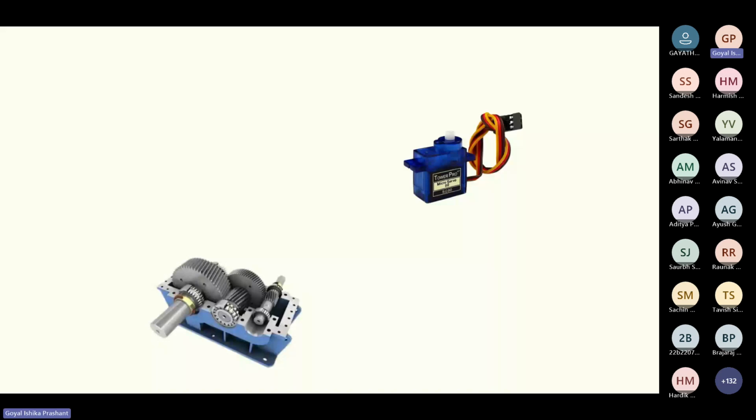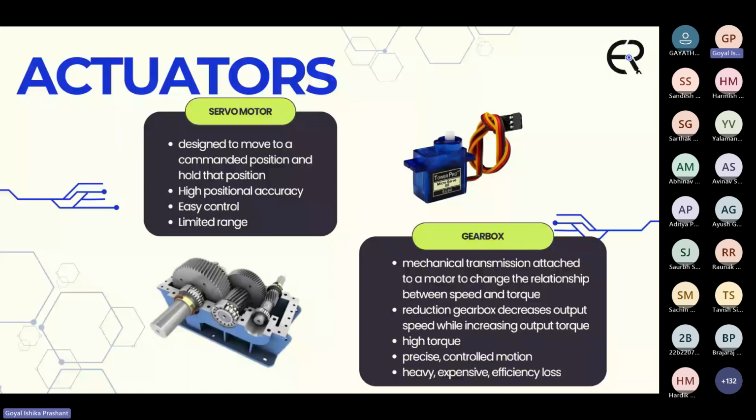The next kind of motor that we have is a servo motor. Now, these are designed to go to a commanded position and then hold that position. So they have high positional accuracy. They're very easy to control and they're used in applications where they're required to move only for a limited range. So the most common kind of range is 0 to 180 degrees.